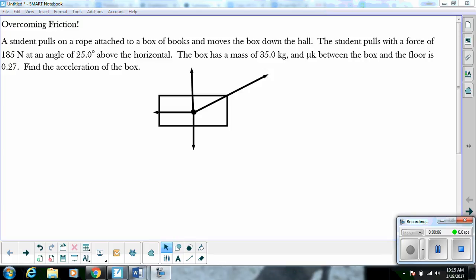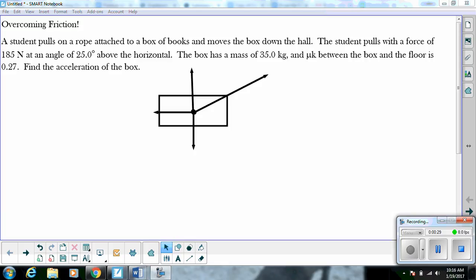This video is intended to show you how to solve a problem about overcoming friction. I'm not going to lie, overcoming friction problems can be challenging, but if you draw the free body diagram, label the vectors in the free body diagram, and think about which vectors are going in the same directions, then the problem will work itself out.